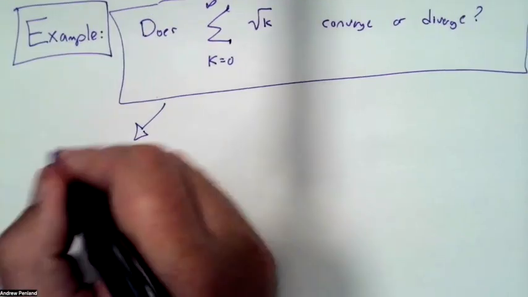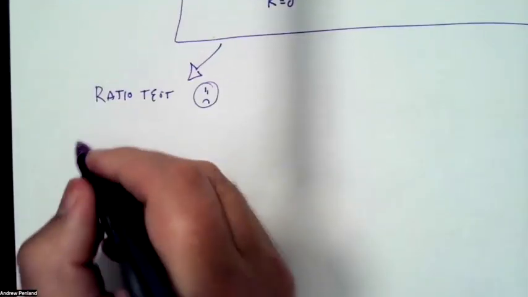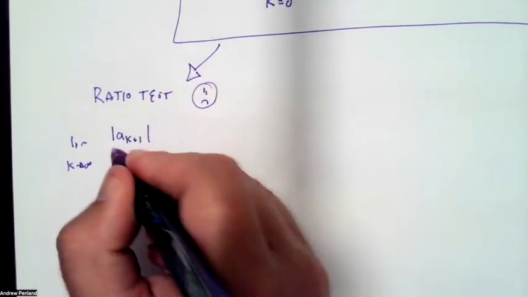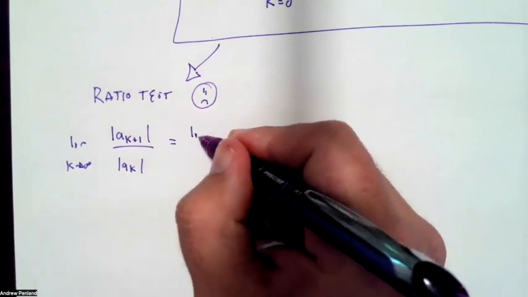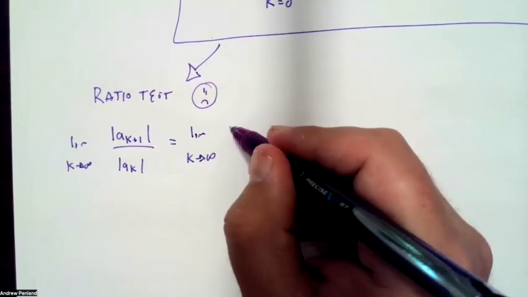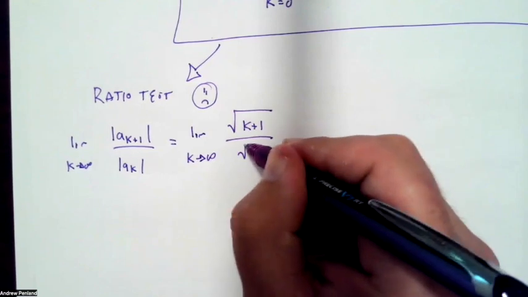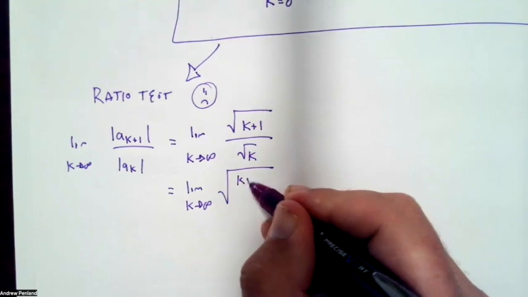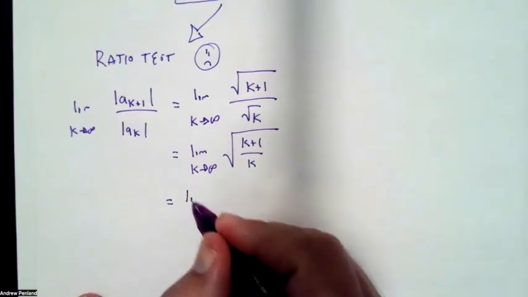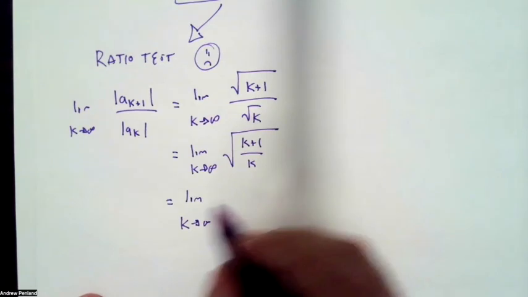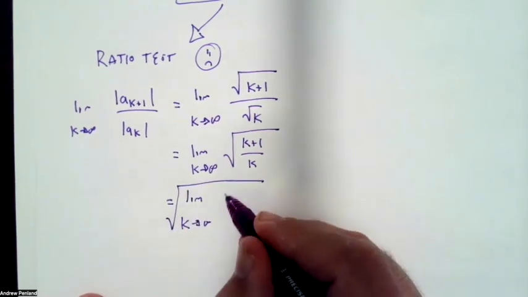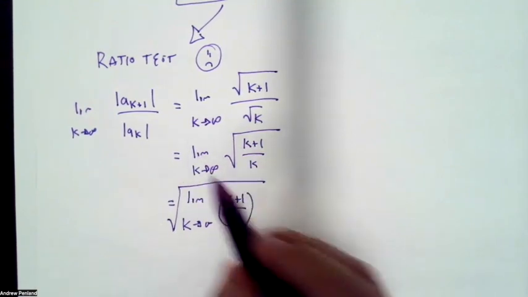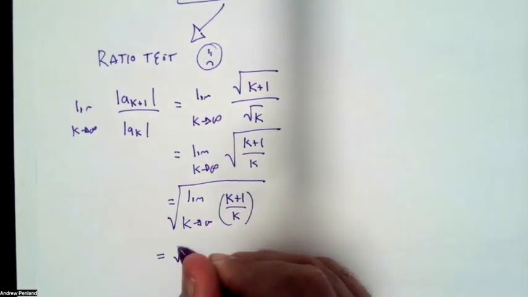First, I'm going to apply the ratio test just to see what happens. So I look at the limit as k approaches infinity of the absolute value of a sub k plus 1 over the absolute value of a sub k, which in this case will be the limit as k approaches infinity of the square root of k plus 1 over the square root of k, which is equal to the limit as k approaches infinity of the square root of k plus 1 over k, which is equal to the square root of the limit as k approaches infinity of k plus 1 over k. Limits do work this way with continuous functions. Well, this is just 1, so this is the square root of 1, just 1.